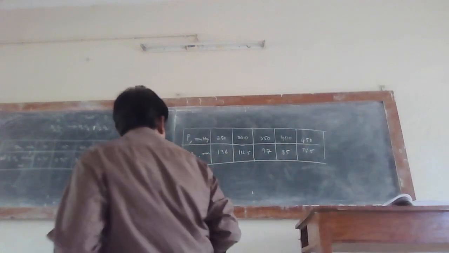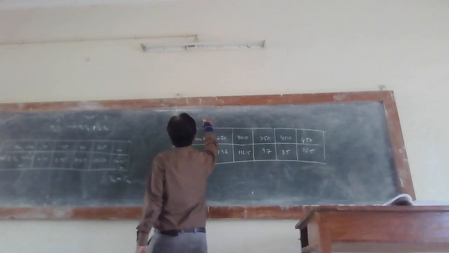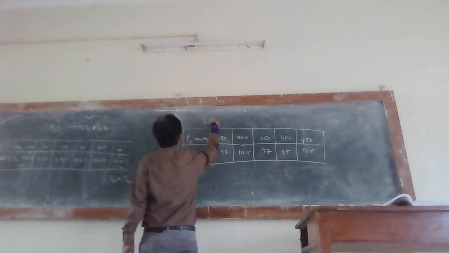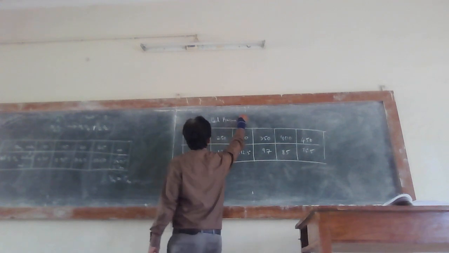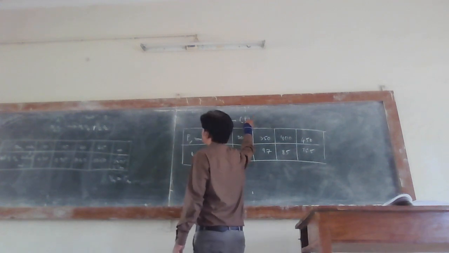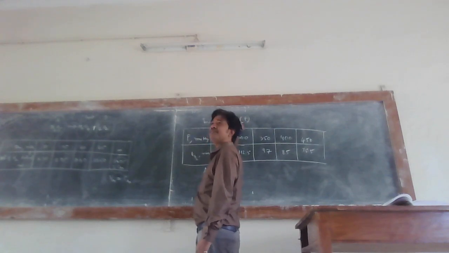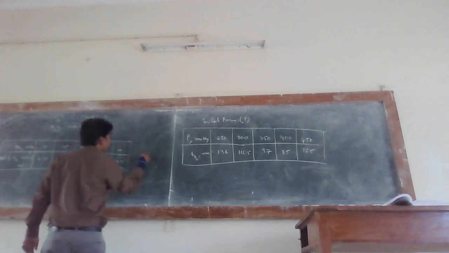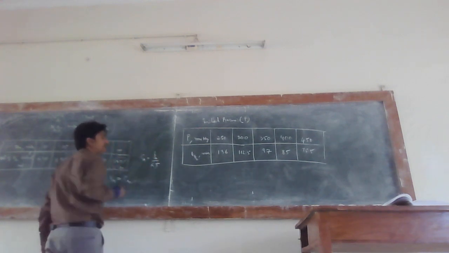See, the people who are attempting GATE should be very cautious of these things. He has given initial pressures as capitals. That means total pressure is given. Total pressures only, but initial pressures are given. Now you know concentration is equal to partial pressure by RT.